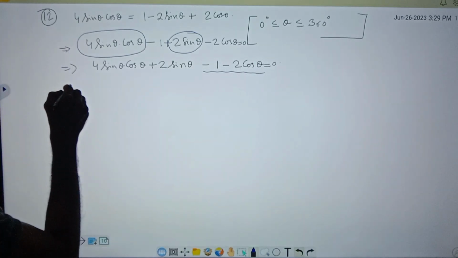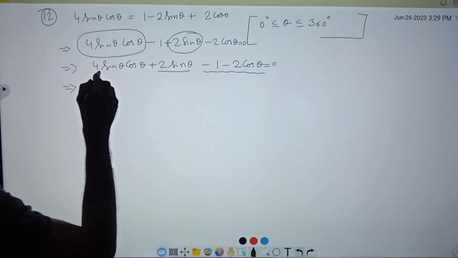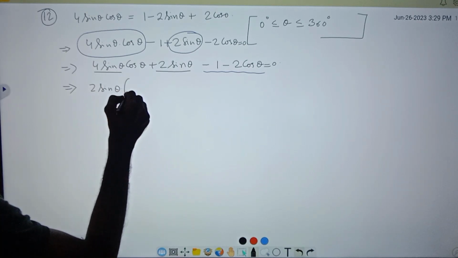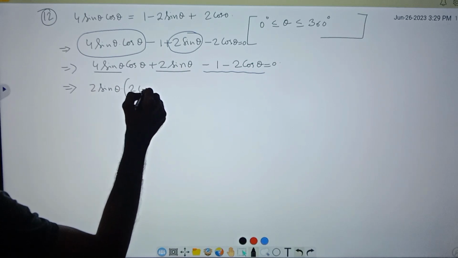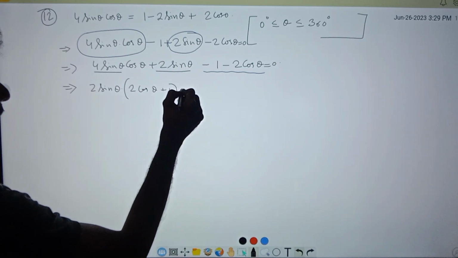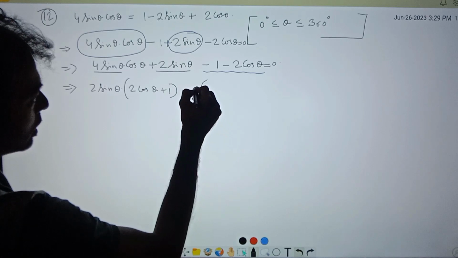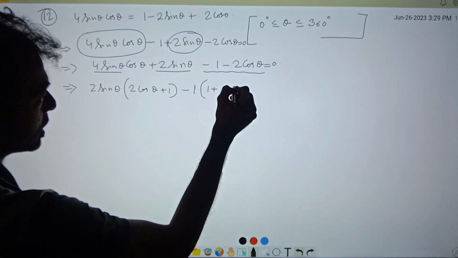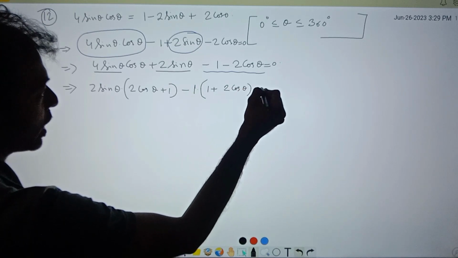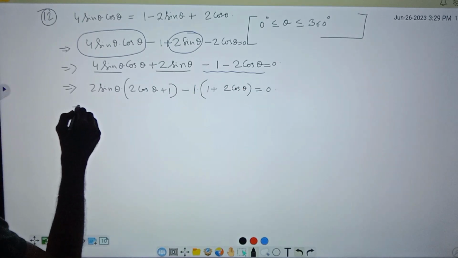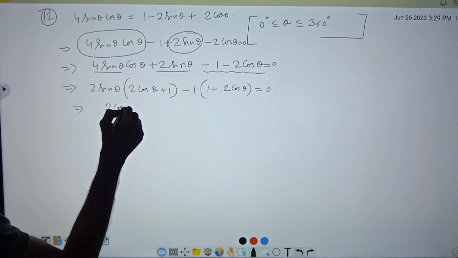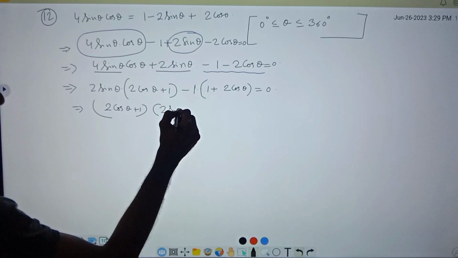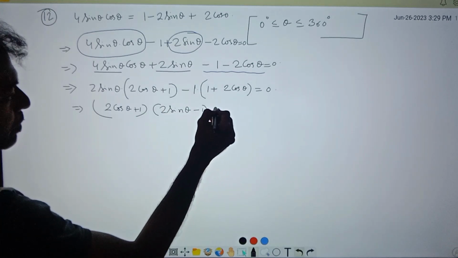Now, here we are taking 2 sin theta common. After taking the common, the result will be 2 cos theta plus 1. And in case of this one, minus 1, and the inner part will be 1 plus 2 cos theta. Okay, that will be 0. So the total result will be 2 cos theta plus 1 into 2 sin theta minus 1. This is equal to 0.